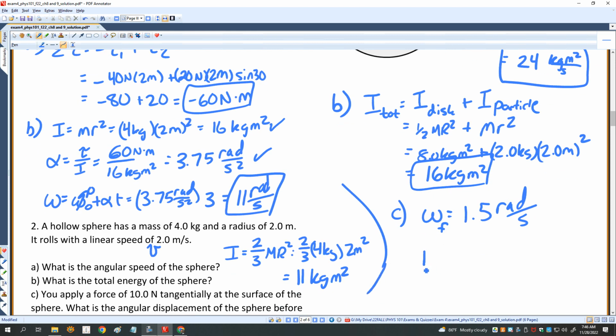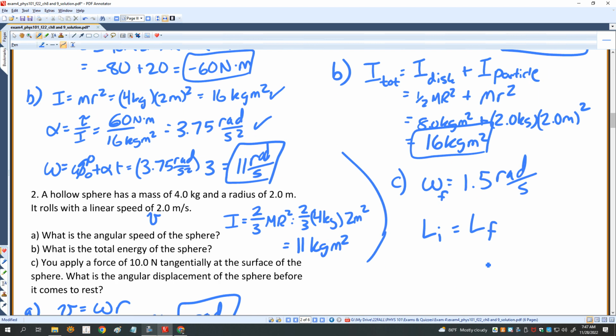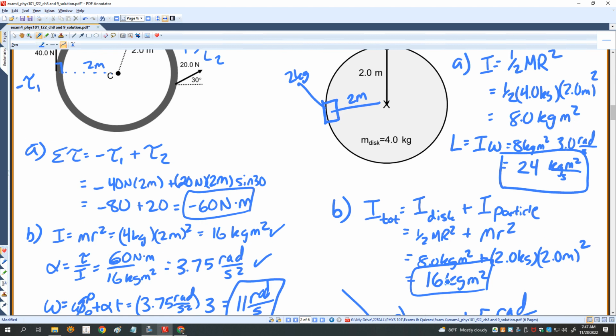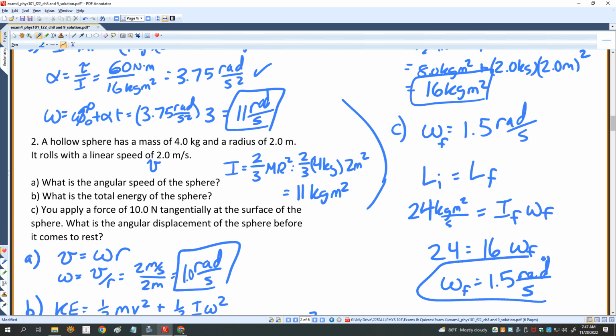But if not, I can say Li is equal to Lf. I know that momentum is always conserved. Li I've already found, that's 24 kilogram meters squared per second. And then that's going to equal I final omega final. So 24 is equal to 16 times omega final, and then I find that omega final is equal to 1.5 radians per second. That's the right answer.